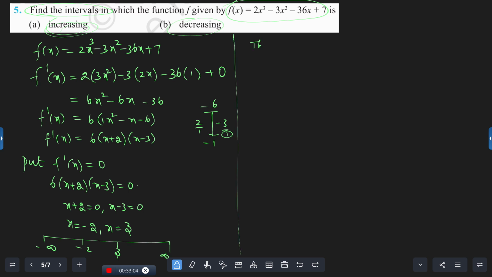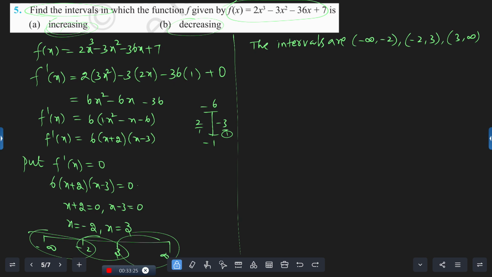Now we'll see how the intervals will be. So therefore the intervals are minus infinity to minus 2, and minus 2 to 3, and 3 to infinity. I got 3 intervals. Have you noticed it? This is one interval, and this is one interval, and that is one interval.